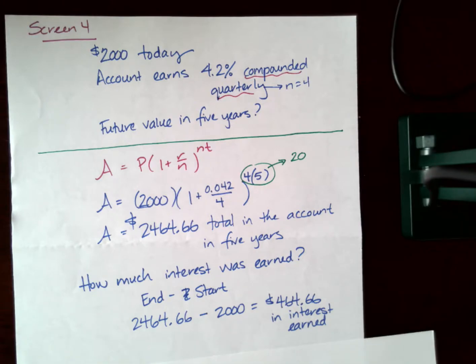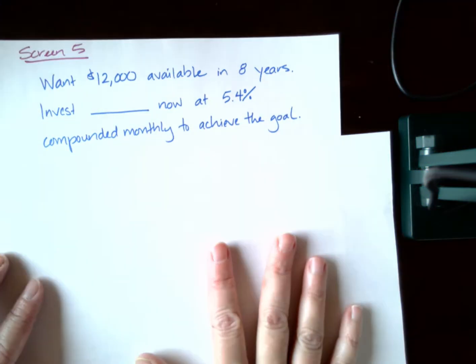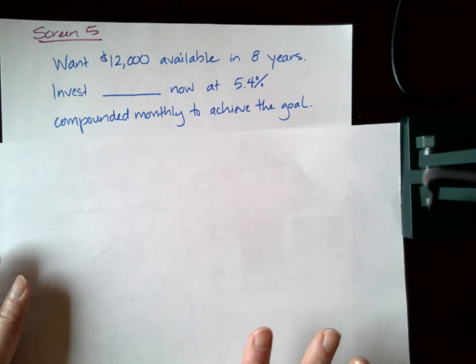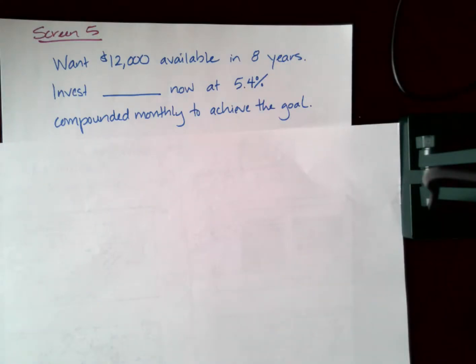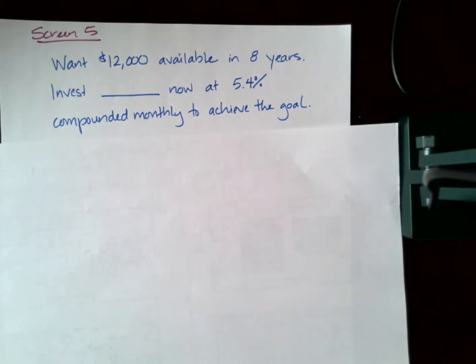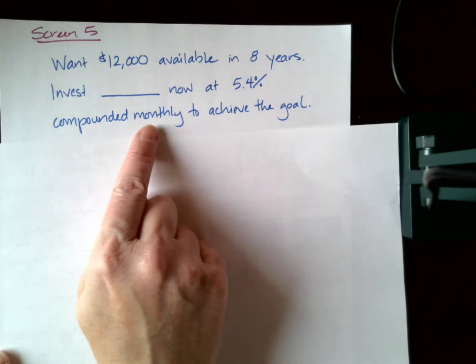We have one more application of compound interest, and that one is on screen 5. So for that one, we have a situation where we want to have $12,000 available in 8 years. And really the question is asking us to complete the statement. Invest this much now at 5.4% compounded monthly to actually achieve this goal. We get the hint that it's got compound interest in it because of the compounded monthly component.